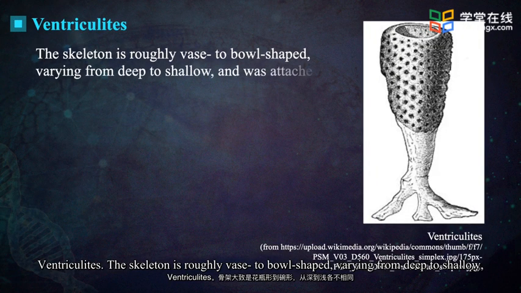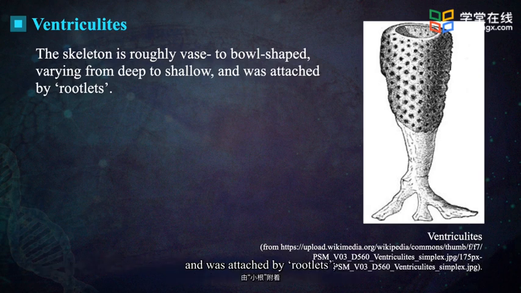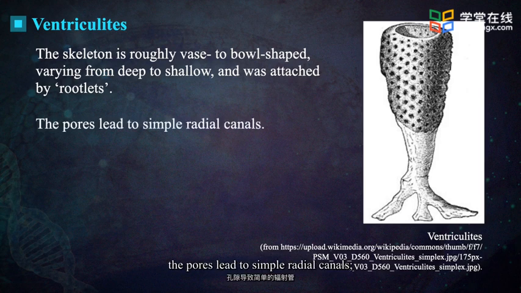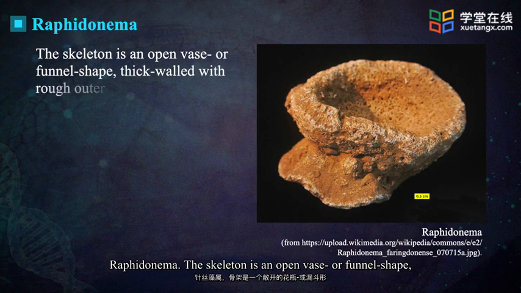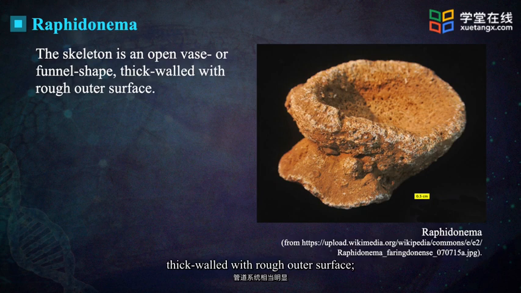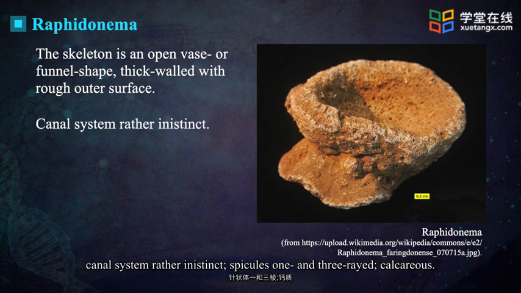Ventriculitis. The skeleton is roughly vase to bowl shaped, varying from deep to shallow, and was attached by rootlets. The pores lead to simple radial canals. Spicules are 6-rayed, crossing at right angles, siliceous. Raphidonemma. The skeleton is an open vase or funnel shape, thick-walled with a rough outer surface. Canal system rather indistinct. Spicules 1 and 3-rayed, calcareous.